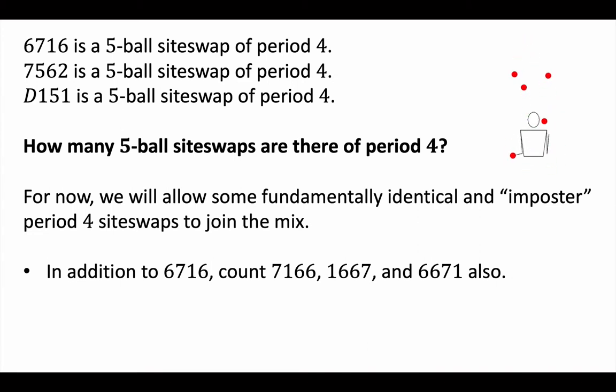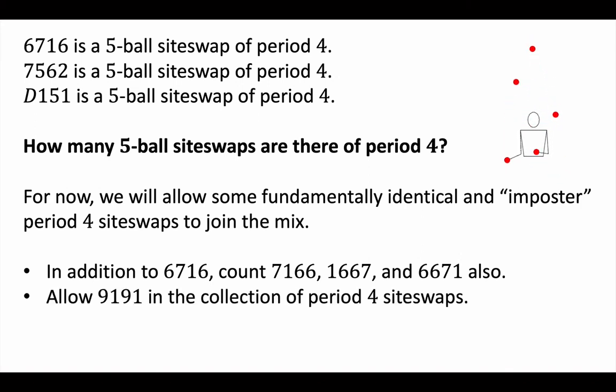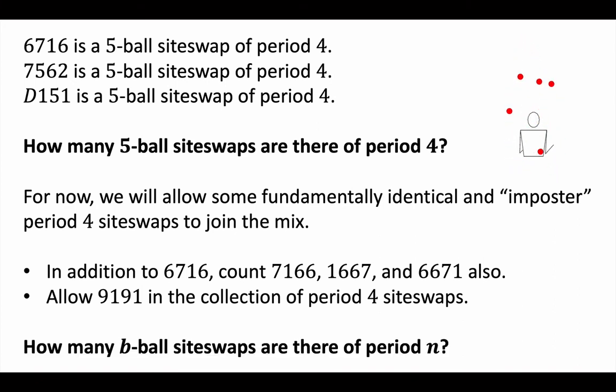6716, if you take that throw height of 6 and move it to the back end, you get the new siteswap 7166. And if you take the 7 and move it to the back, you get 1667, and then you can get 6671. Fundamentally, from a juggler's perspective, these are the same siteswap, but we'll count them as 4 different siteswaps. On the other hand, 9191 we would think of really as a period 2 siteswap repeated, but we're going to count it among the period 4 siteswaps. This will help us with our counting.